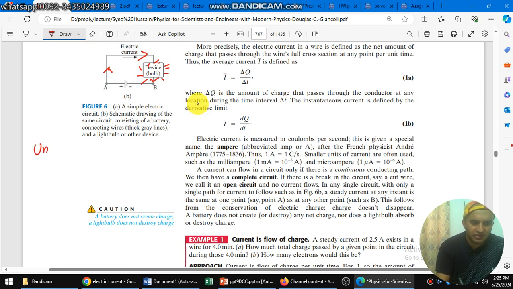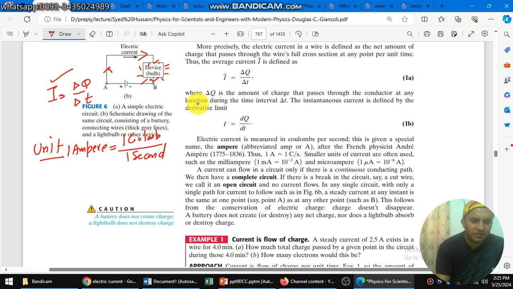The unit of current is the ampere, named after a scientist who studied current. One ampere is equal to one coulomb per second. We can derive this unit from I equals dq over dt. The current is in amperes, Q is in coulombs and time is in seconds, so 1 ampere is equal to 1 coulomb per second. There are also some smaller and bigger units: 1 milliampere is 10 raised to the power minus 3 ampere, and 1 microampere is 10 raised to the power minus 6 ampere.